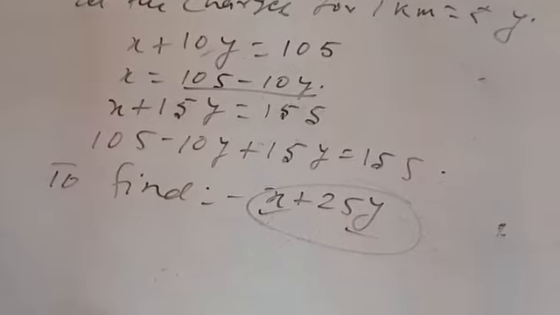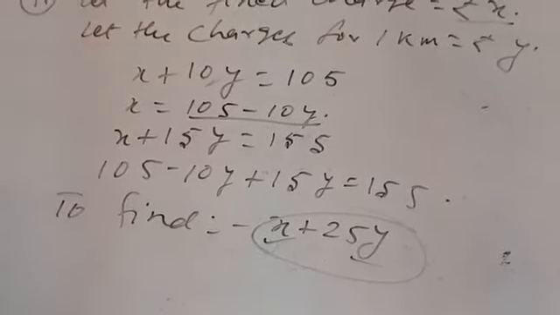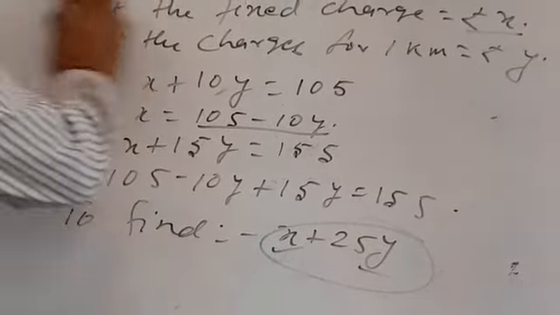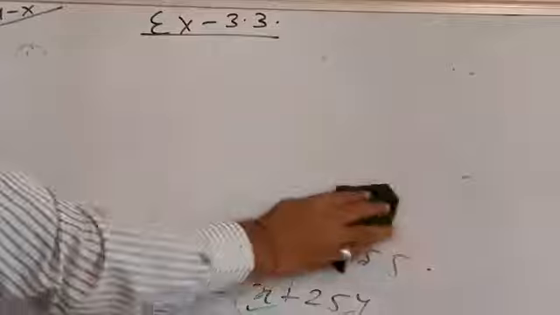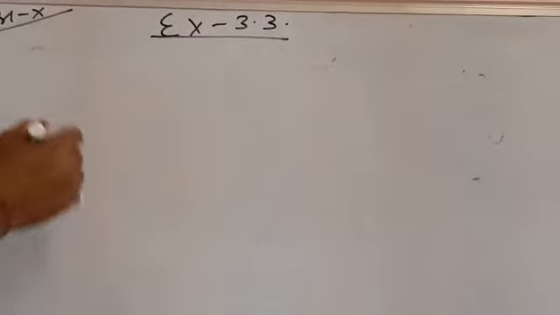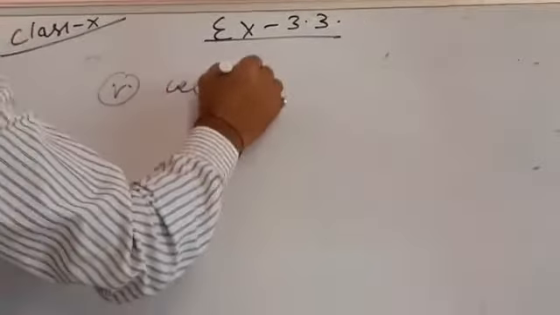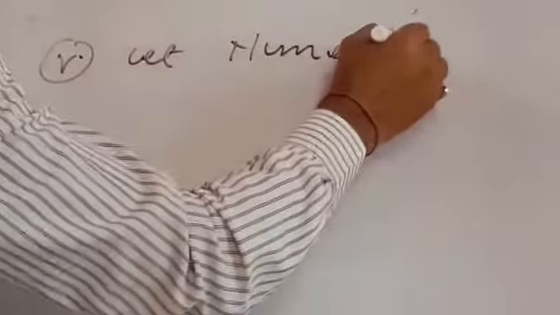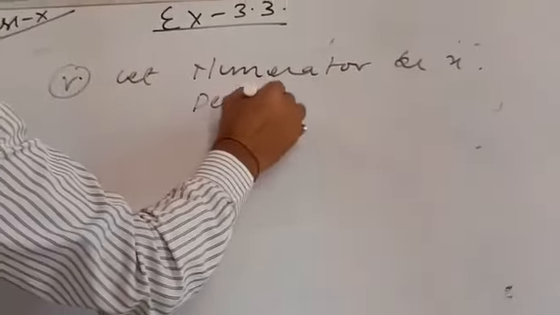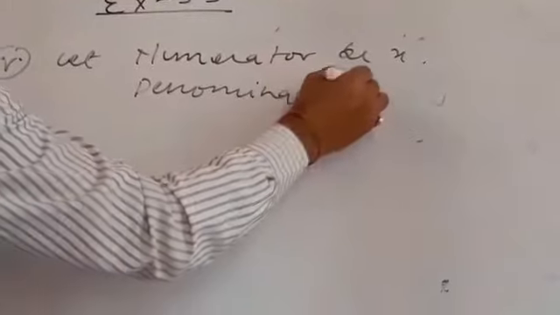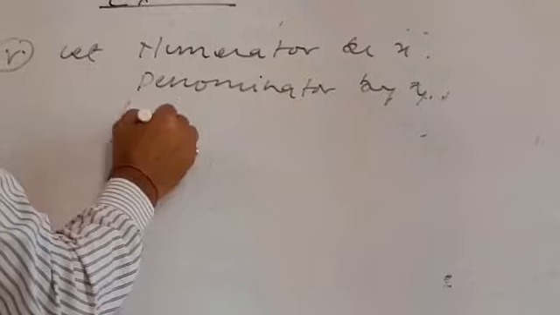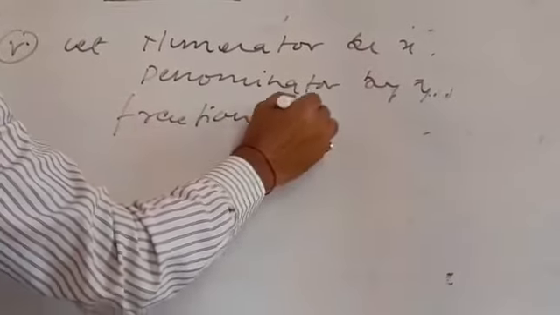Question number 5. Whenever a question comes about fractions, and you are dealing with linear equations in 2 variables, how do you deal with such questions? This is also very easy, but yes, it's my duty to tell you how to do this. So question number 5: let the numerator be x and the denominator be y, and the fraction is equal to x by y.